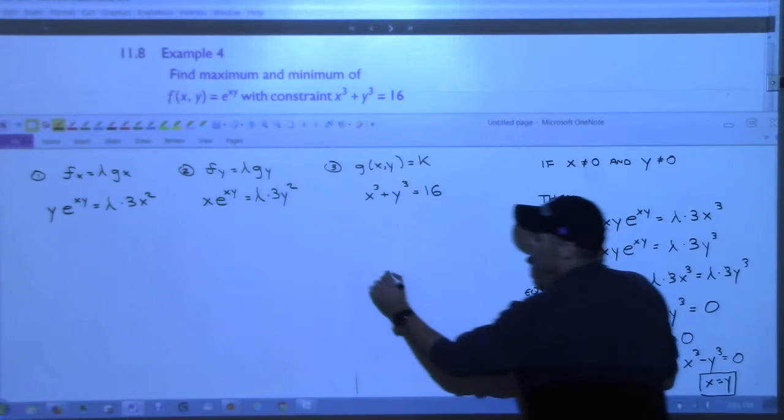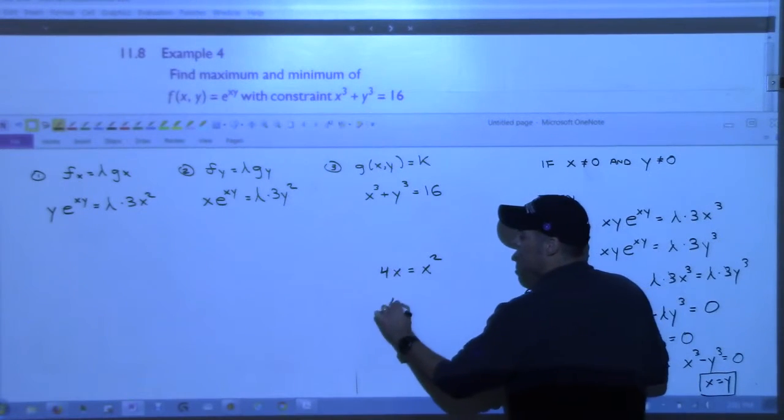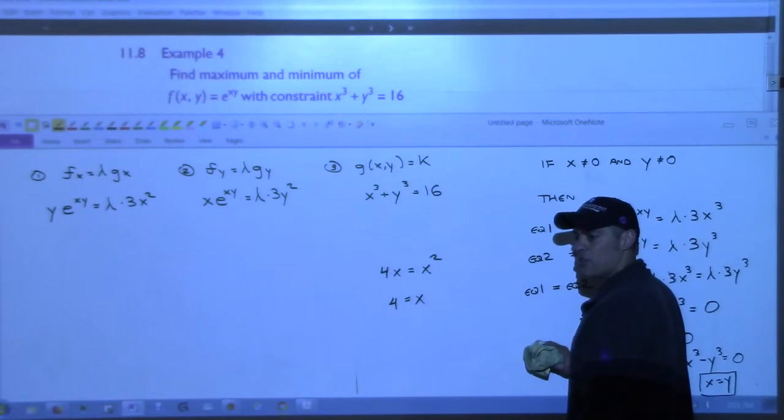Like, look at this equation. 4x equals x squared, right? If you cancel an x right now, then x equals 4 is true, but you're missing the fact that x could also be 0, and that would still be true. Okay. Right? Yes, sir.